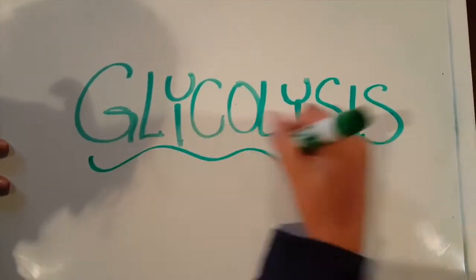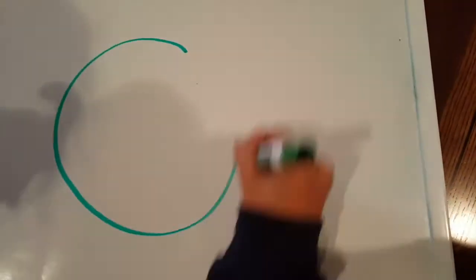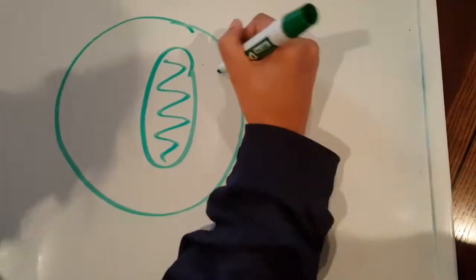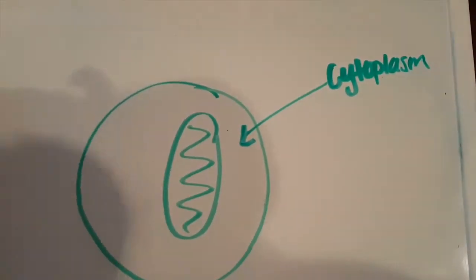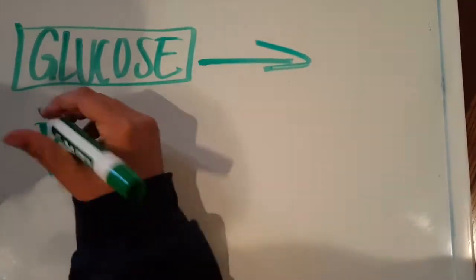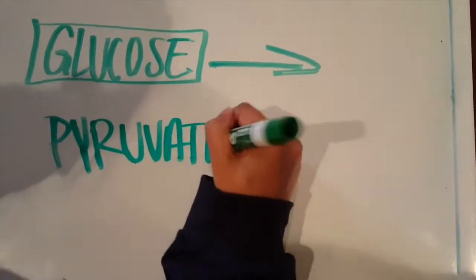Glycolysis is the first topic of today, which is also the first step of cellular respiration. Glycolysis takes place in the cytoplasm. So the first thing that happens is that a glucose molecule, which is a 6-carbon sugar molecule, goes in, while 2 pyruvates come out, which is a 3-carbon sugar molecule.